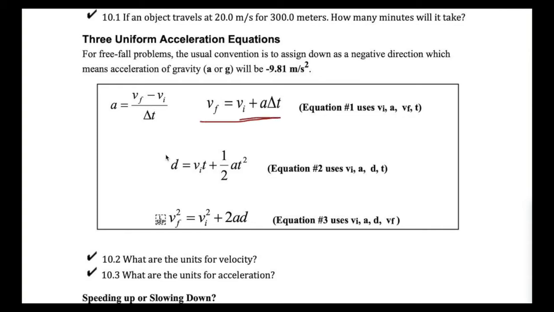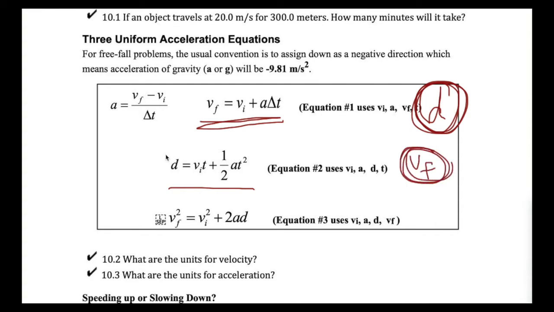Look at this first equation: VF, final velocity, equals the initial velocity plus acceleration times the time. It's important to notice what variable is not in here. There is no displacement. So if you don't have any displacement in your problem, you'll probably want to use this equation. This next one is d equals VI T plus 1/2 A T squared. There is no final velocity in this one, so if you don't have a final velocity in your problem, I would use this one.